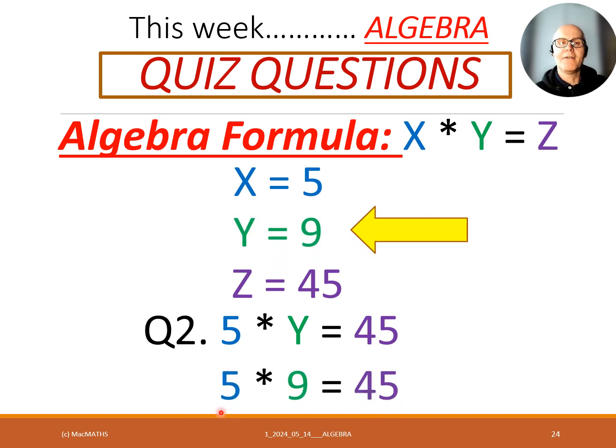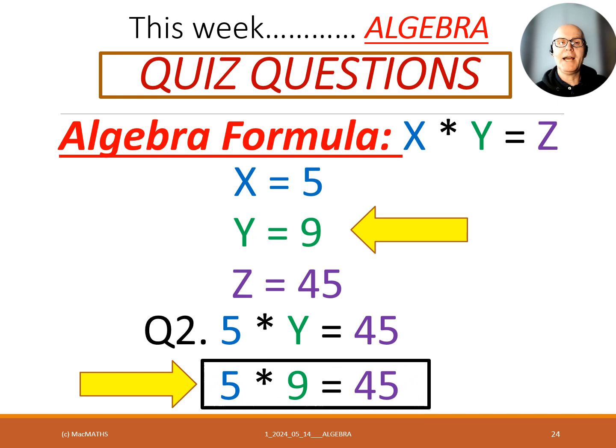It's 9. 5 times 9 equals 45. So in this example here, y equals 9.